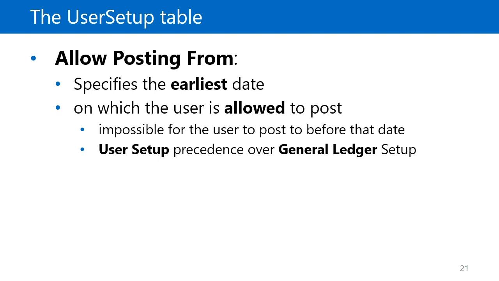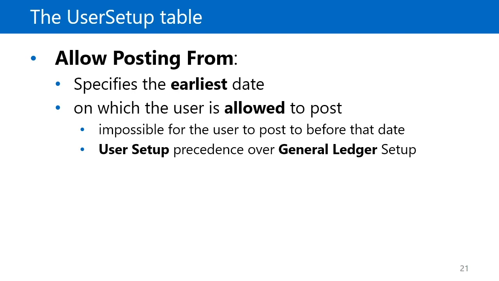In our case, during posting, what we use is the Allow Posting From field in the User Setup table to determine the earliest date as from which the user is allowed to post. It's impossible for the user to post before that date. And the user setup actually has precedence over the general ledger setup.